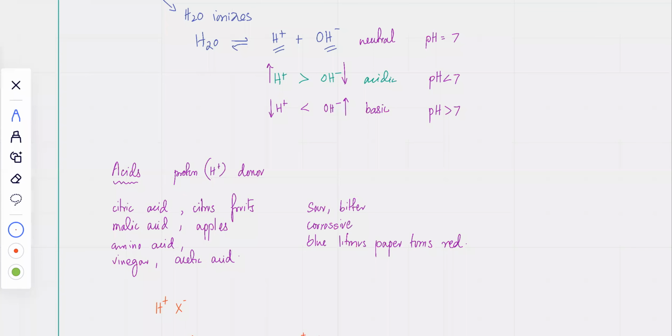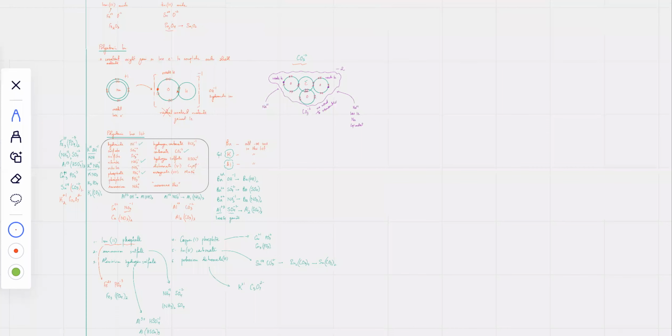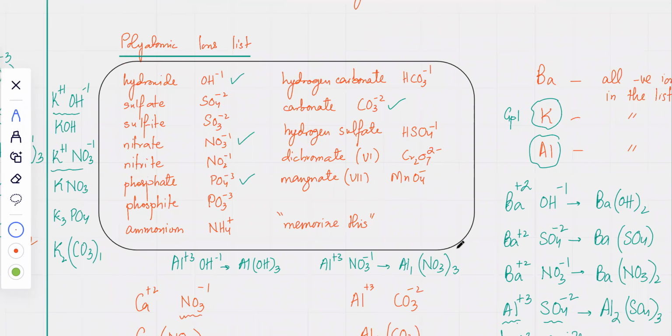So we talked about acids and we talked about ions. You had different types of polyatomic ions. So we did all of that. You need to remember all of them. And we started off with equations, where you have different acids and they have reactions.